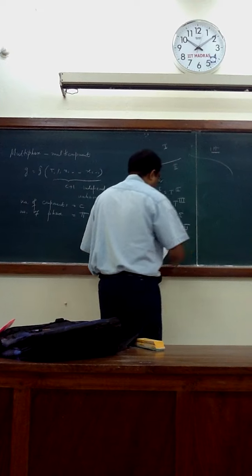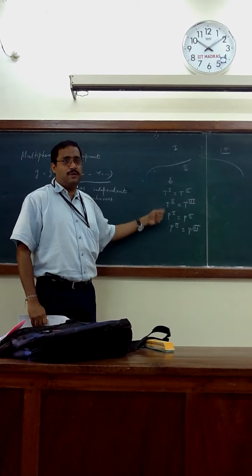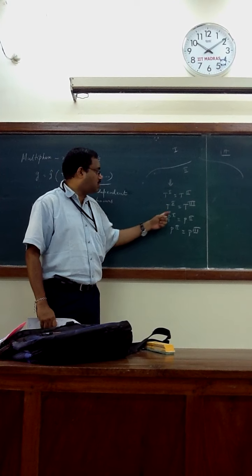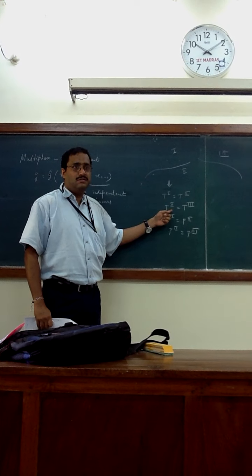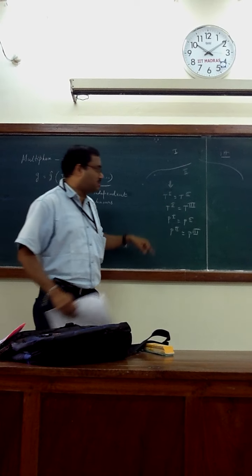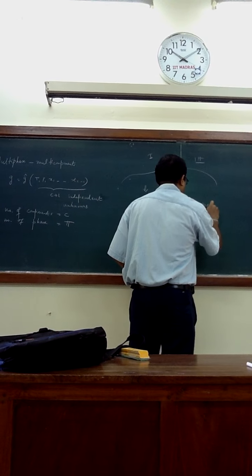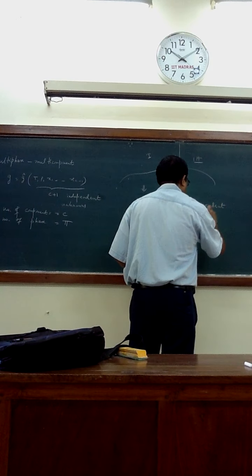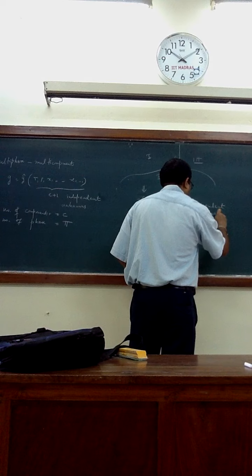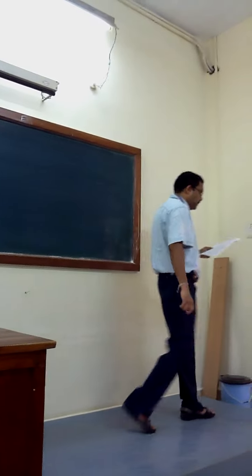You can get a third one also, but that is not independent. These two are independent, because T1 equals T3 is quite obvious from them. So out of that, two are independent equations.